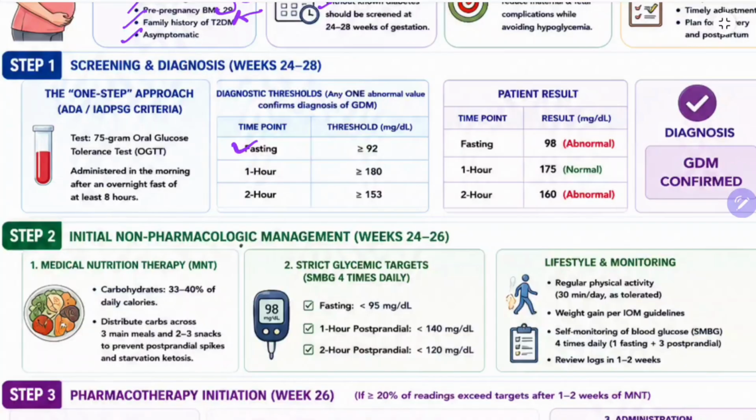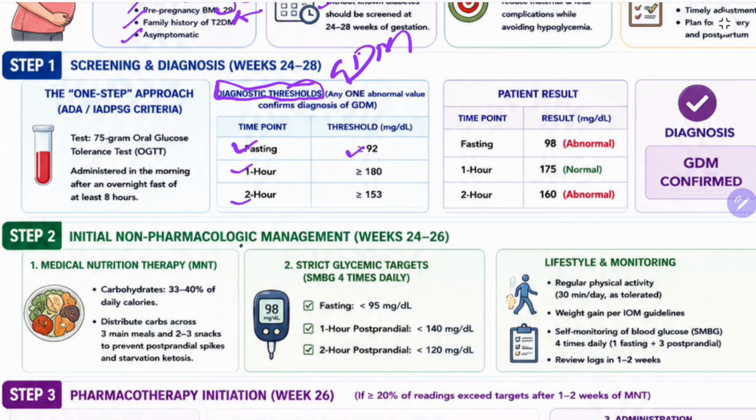The diagnostic thresholds for confirming a case of gestational diabetes mellitus: any one abnormal value confirms the diagnosis of GDM. Fasting more than 92 confirms. 1 hour more than 180 confirms. 2 hour more than 153 confirms. Fasting more than 92, 1 hour more than 180, 2 hour more than 153.